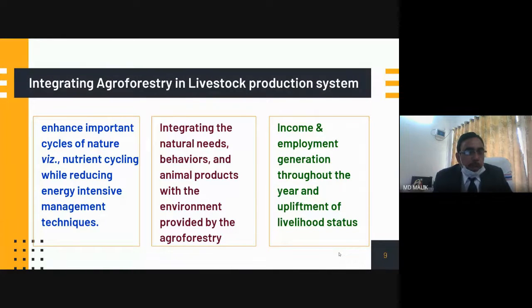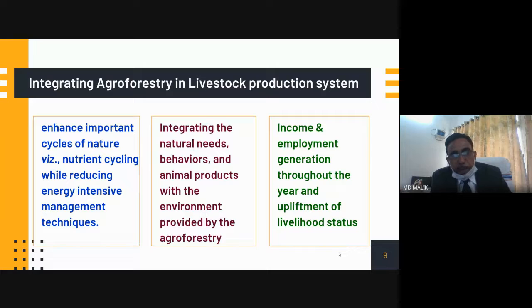models. That will enhance nutrient cycling while reducing energy intensive management techniques, when we integrate the natural needs, behavior and animal products with the environment provided by the agroforestry. So agroforestry is very much in focus nowadays. There is one institute also, ICRAF, now called the World Agroforestry Center.